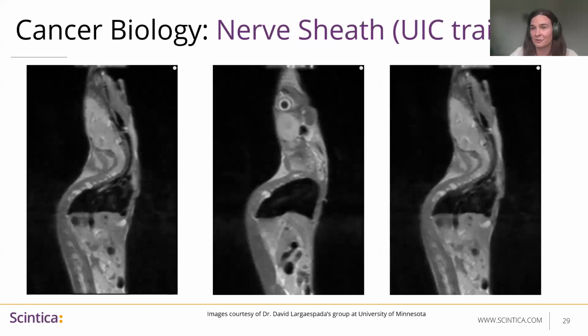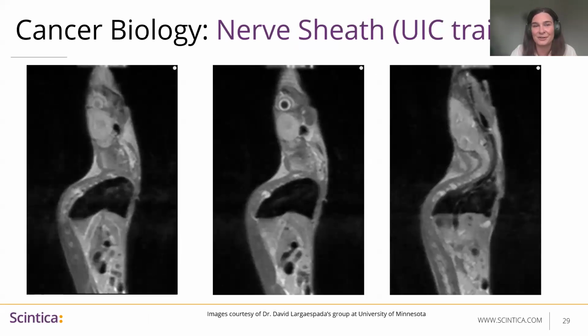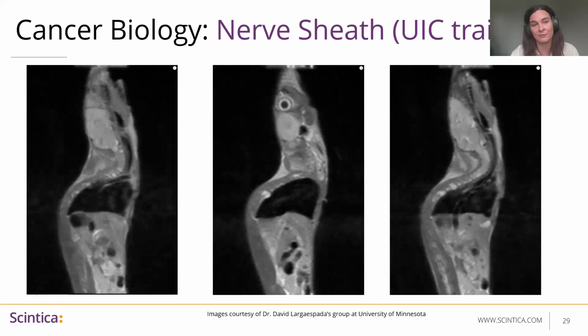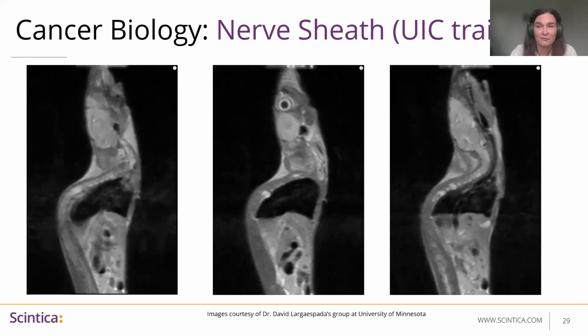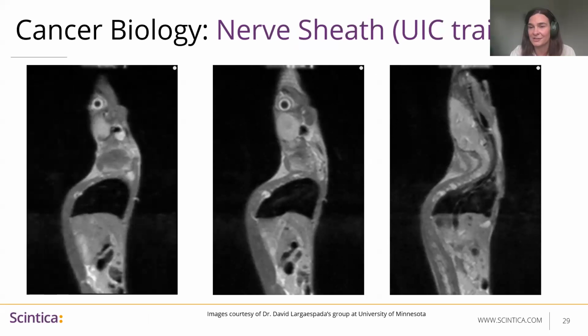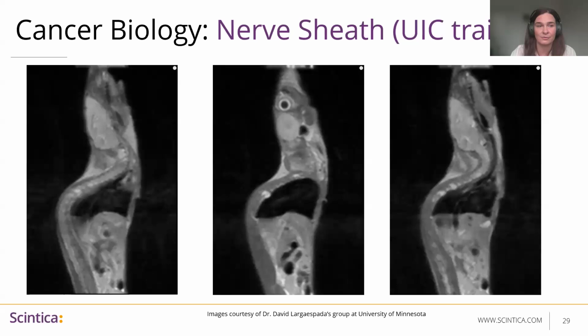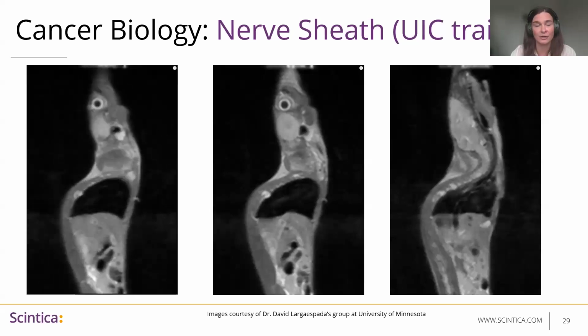This was quite a cool new application for me, nerve sheath tumors, which I've not really had the chance to work with before. From what I learned, essentially the Schwann cells continue to grow, and so they end up being enlarged over peripheral nerves.